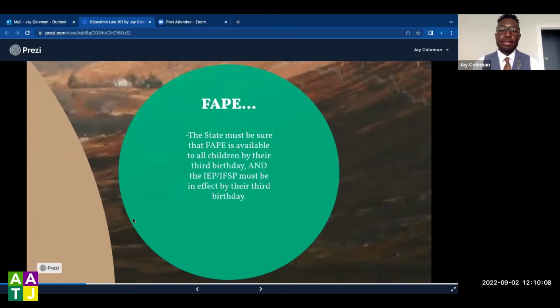Okay, so just going further into FAPE, the state must ensure that FAPE is available to all children by their 3rd birthday. And that's very important. By the time the child is 3 years old, it needs to be already written down how they're going to get this appropriate public education. And the IEP or the IFSP must be in effect by their 3rd birthday.